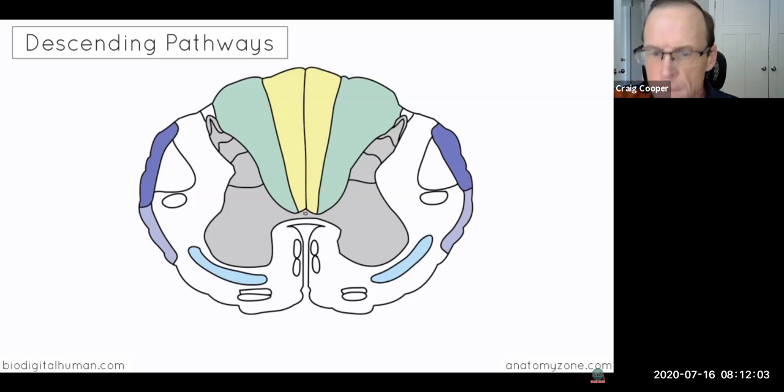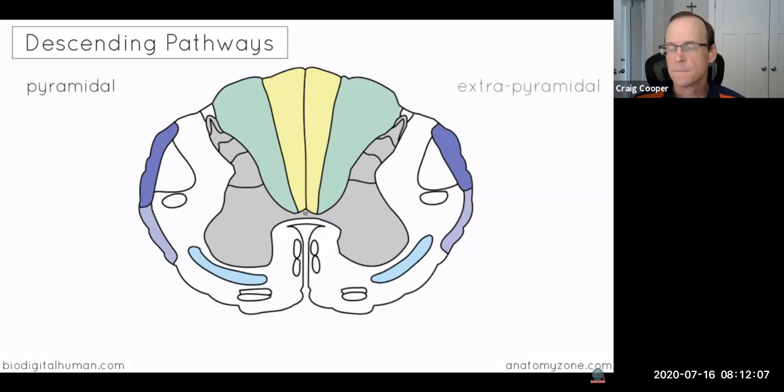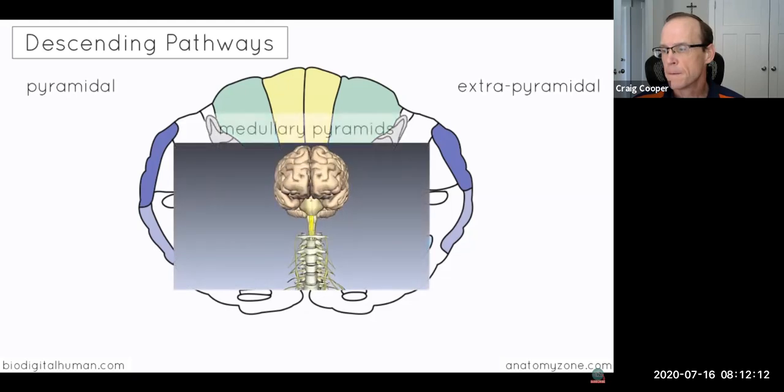So it's useful to think of these descending tracts as pyramidal or extrapyramidal, and pyramidal just refers to tracts which pass through the medullary pyramids.